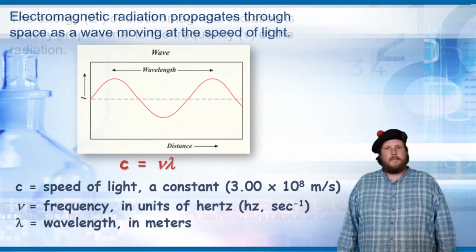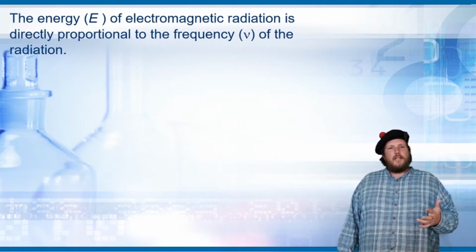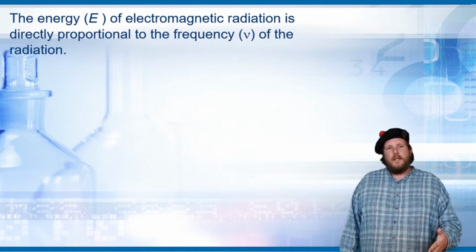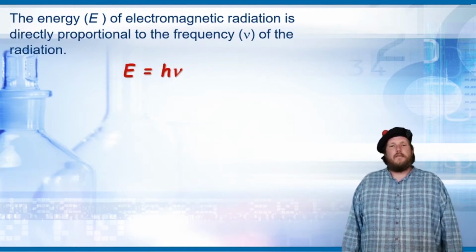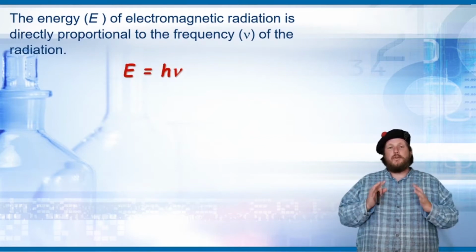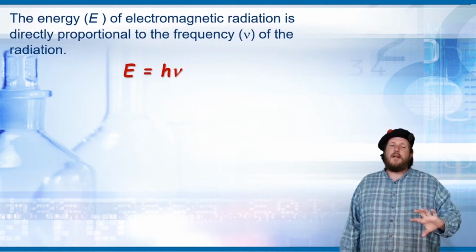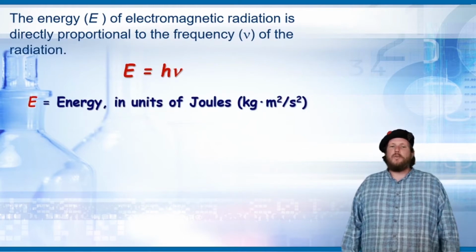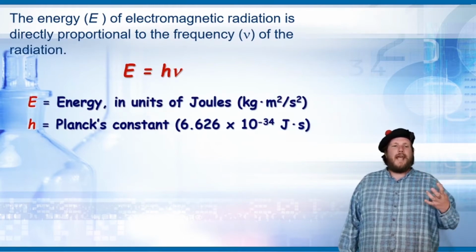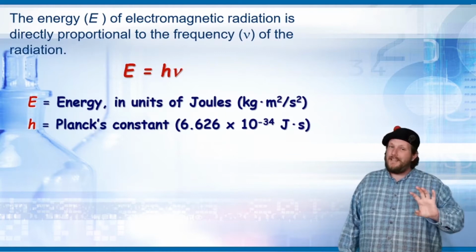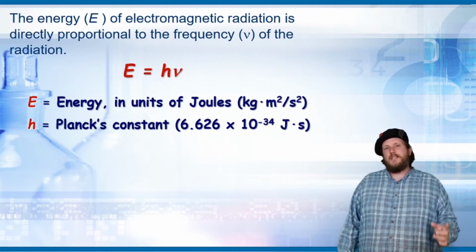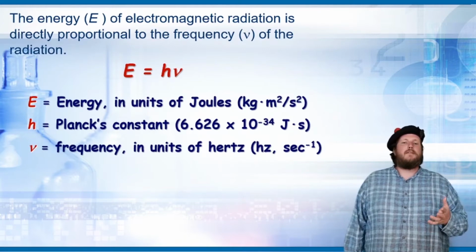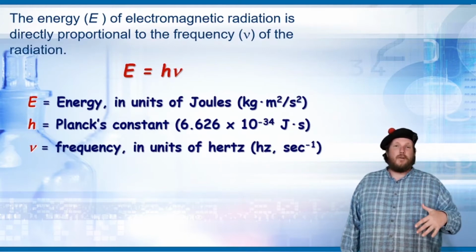use this equation. The energy of electromagnetic radiation is directly proportional to the frequency. The higher the frequency, the higher the energy of that radiation. So E is equal to h nu, where h is Planck's constant, nu is again the frequency, and E is equal to energy in joules. Planck's constant is a constant, 6.626 times 10 to the negative 34th joule seconds, and nu is frequency in units of hertz, which is inverse seconds.